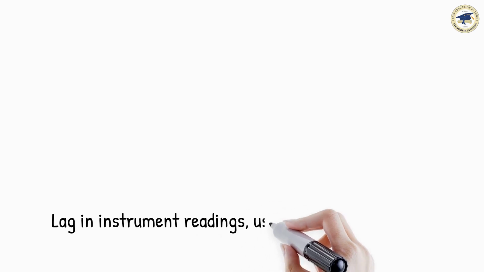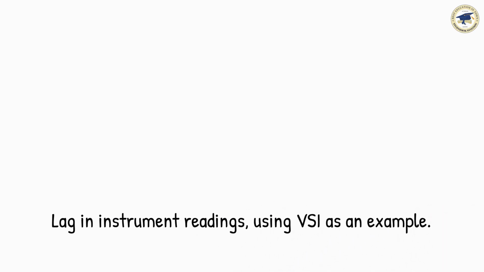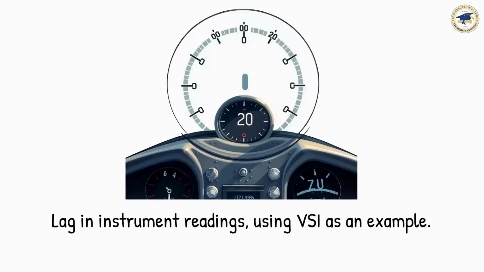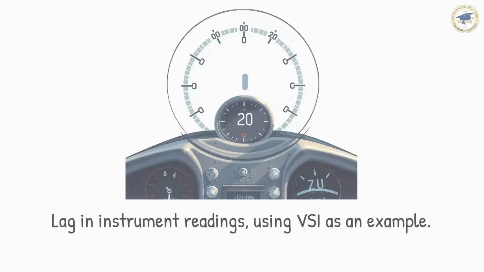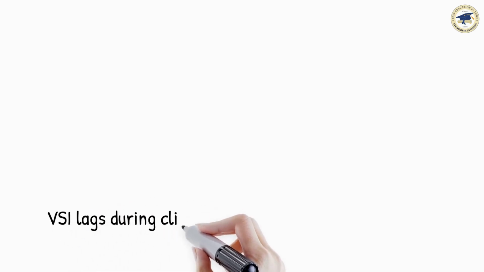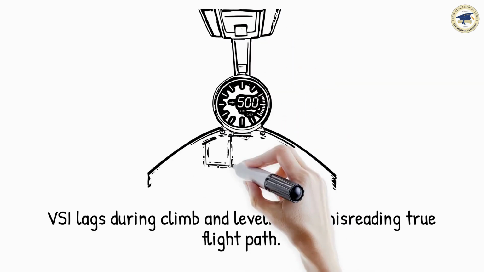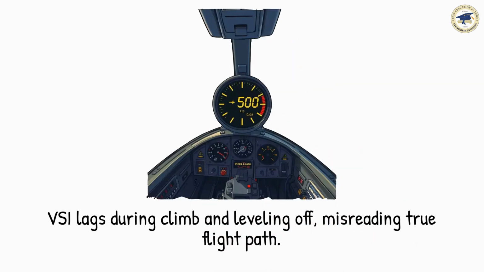The result is a lag in pressure instrument readings. Let's take the vertical speed indicator, VSI, as an example. In level flight, the VSI reads 0. But when the aircraft climbs at 500 feet per minute, the VSI pointer shows plus 500. But when the aircraft levels off, the VSI does not instantly return to 0.